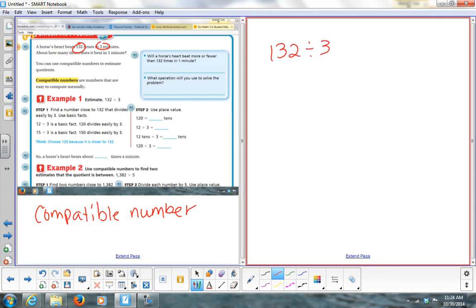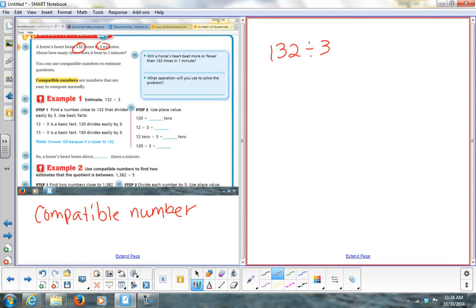That's hard to do in your head, right? It's not like it's an easy number with a 0 at the end where we can quickly divide, right? Because 13 doesn't divide by 3 evenly, so then we got to carry it over and bring down and do the whole long division thing. Okay, so now we're going to try to find a compatible number that would make it easier for us to divide.